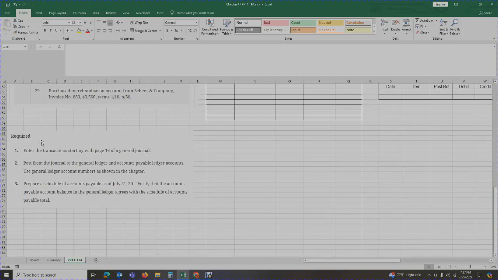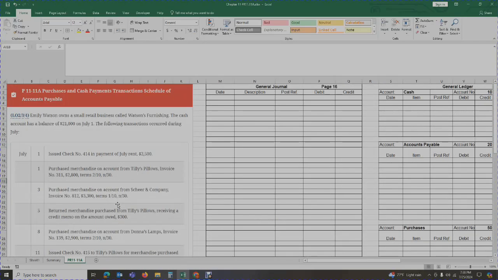We are required to enter the transactions starting with page 16 of a general journal, post from the journal to the ledger and accounts payable ledger accounts, use general ledger account numbers as shown in the chapter, and prepare a schedule of accounts payable as of the end of July. And we have to verify that the accounts payable account balance in the general ledger agrees with the schedule of accounts payable.